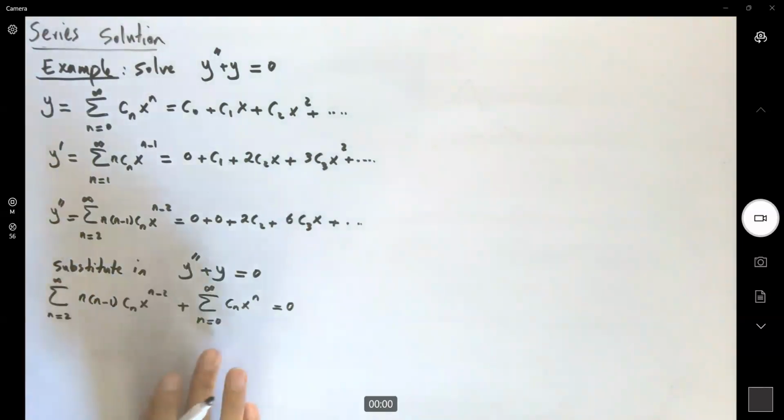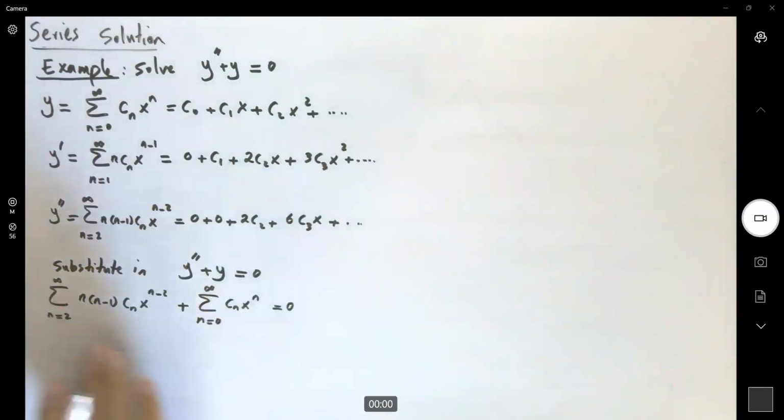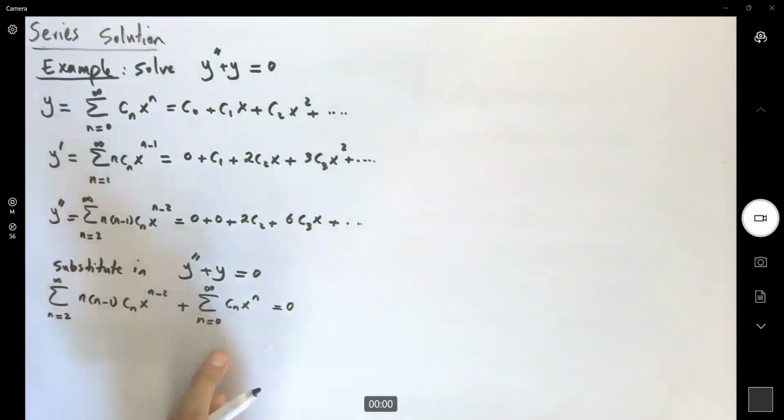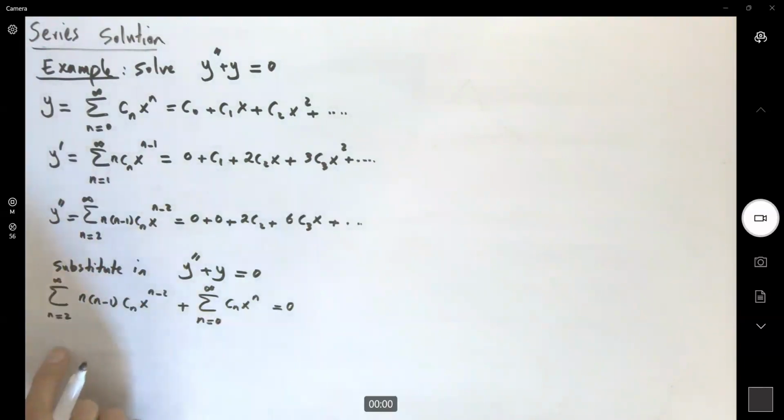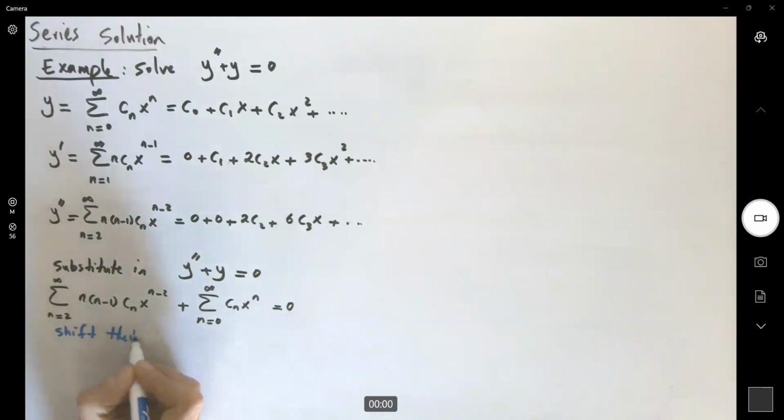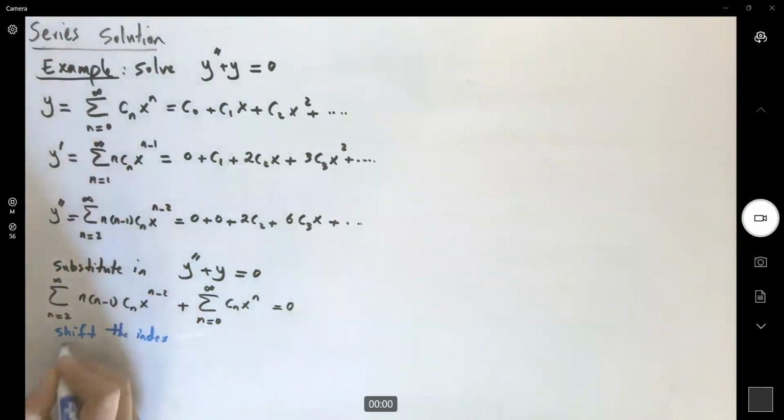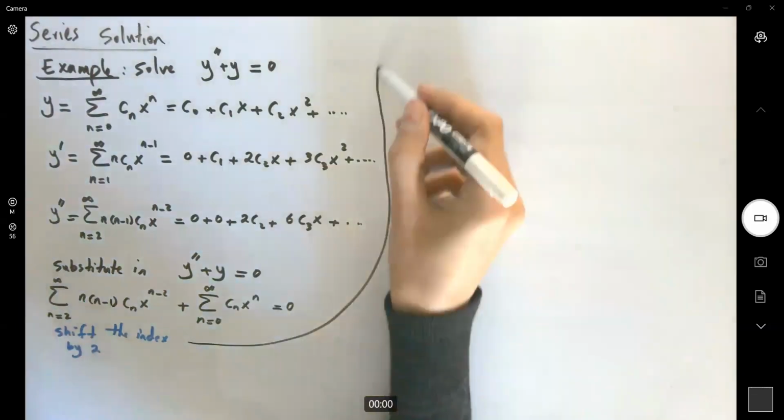It tells us that to combine these two series, we need to have the indices starting at the same value. So let us shift the index of summation by 2. Let's see what happens here. Let's move this to the other side.